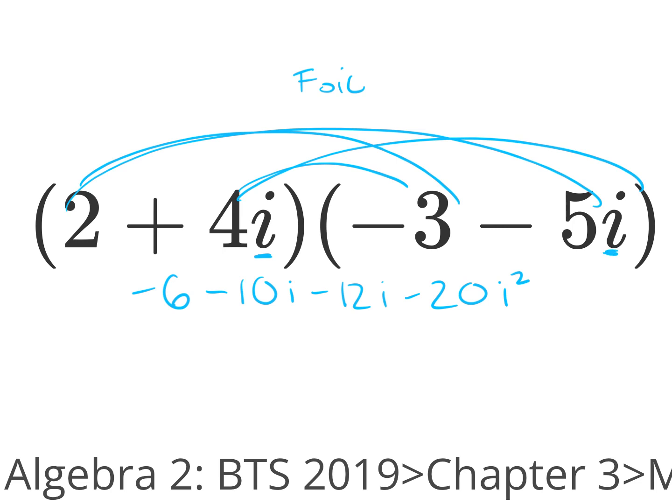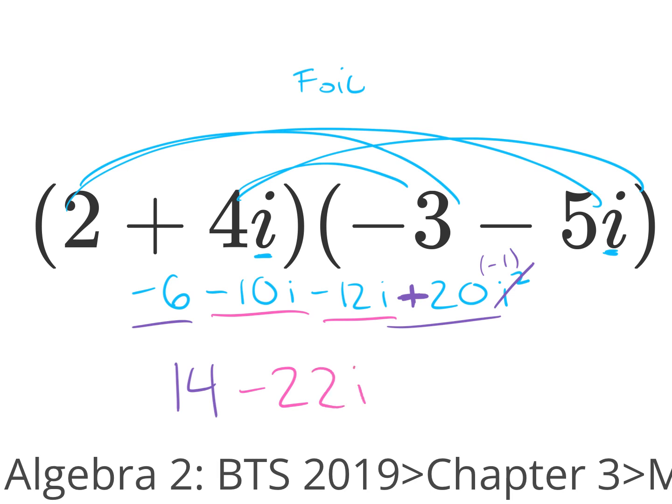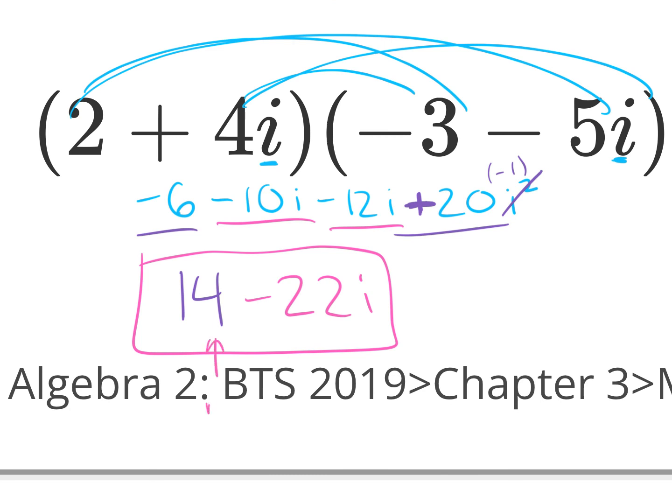And then what do we know that we have to do with i squared? Change it to negative 1. So what's negative 20 times negative 1? Positive 20. So anytime we see an i squared, you just change the sign of the number that is in front of it. And then the last thing we need to do here is combine our like terms. So it's negative 6 plus 20. 14. What is negative 10i plus negative 12i? Negative 22i. Can I combine these together? Nope, they're not like terms, so just make sure the real number goes first.